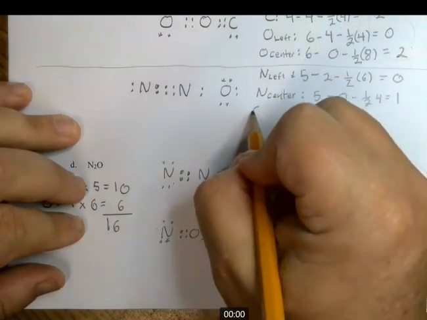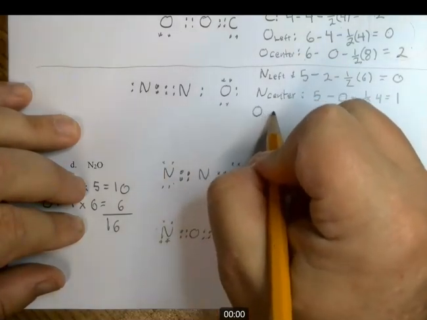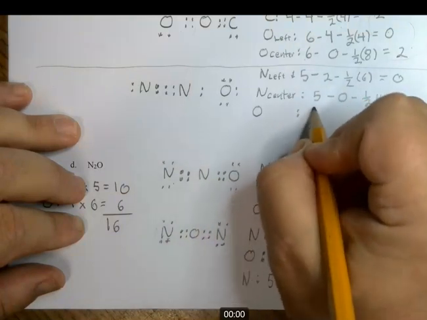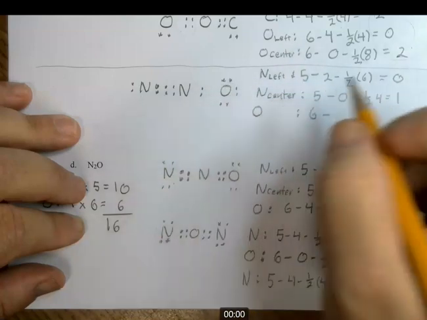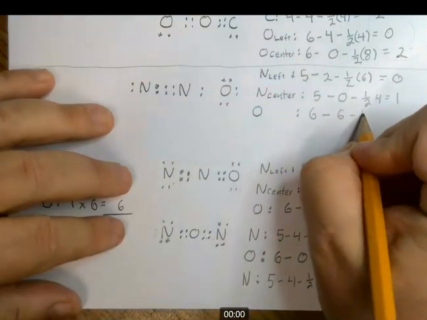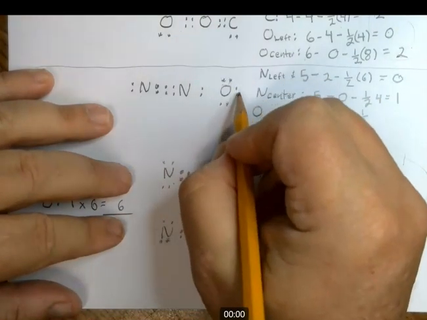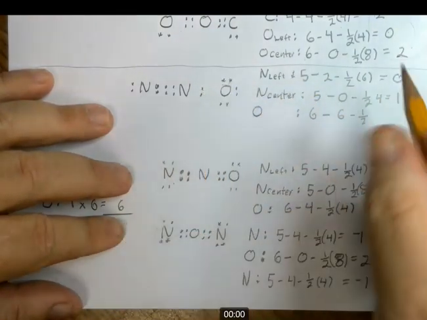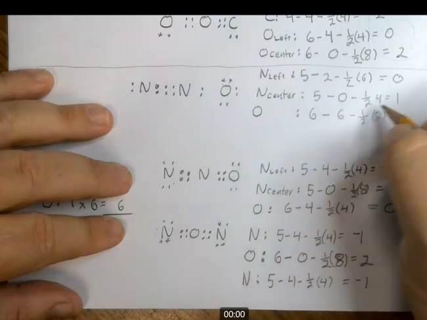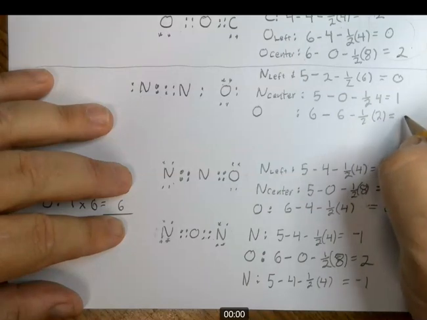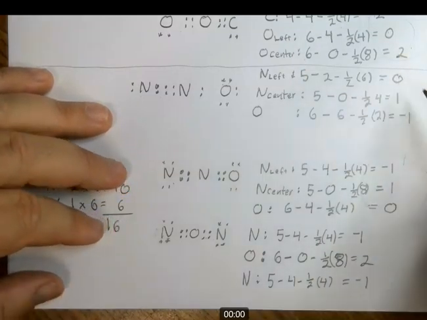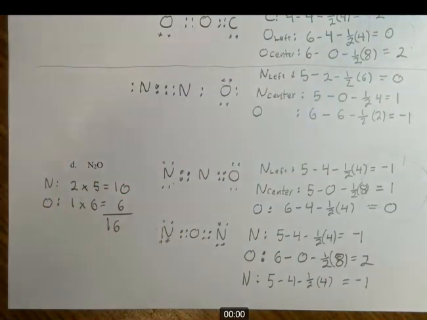And then finally we have the oxygen. There's only one of those, the oxygen, and there's going to be 6 minus 6 minus 1/2 of these 2. 6 minus 6 minus 1/2 of 2 is -1. Okay, so now we have an alternate configuration.